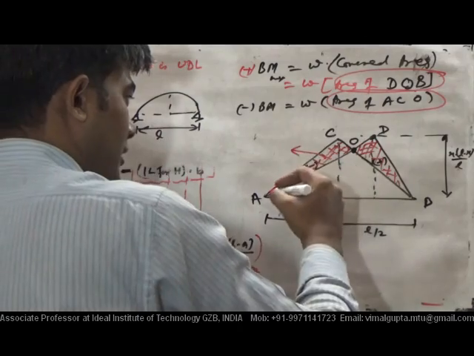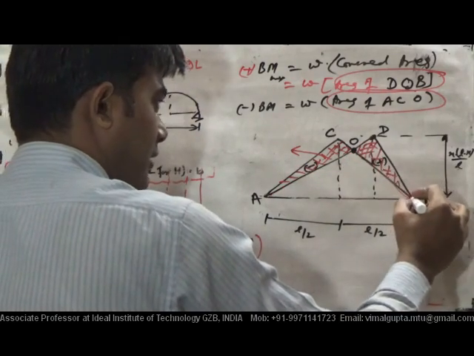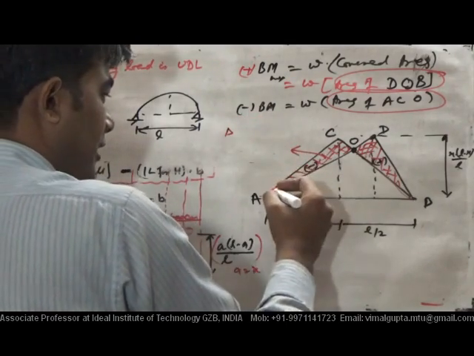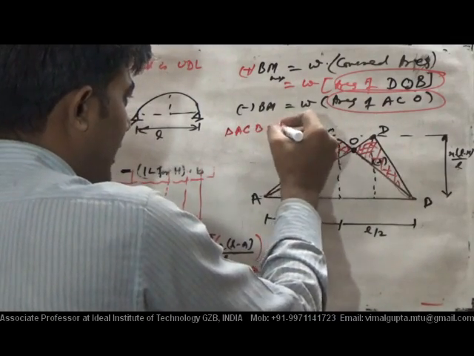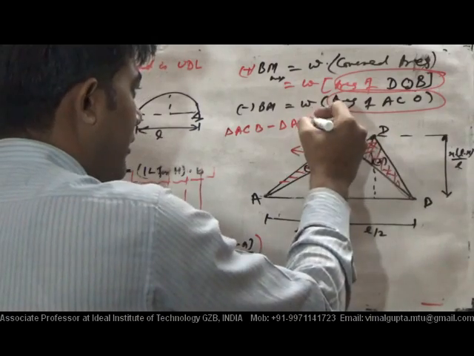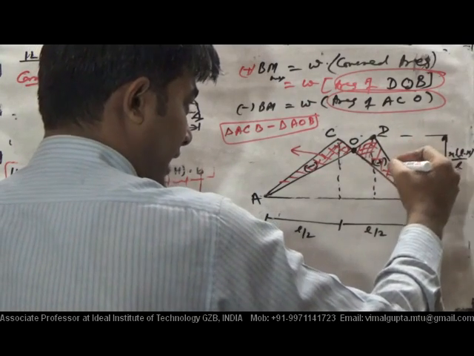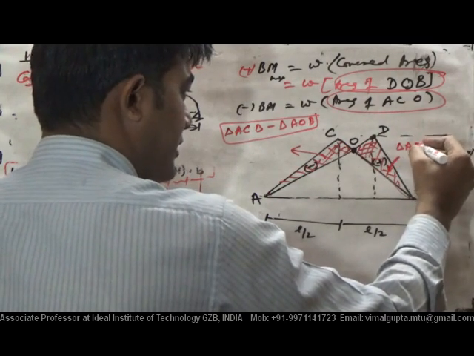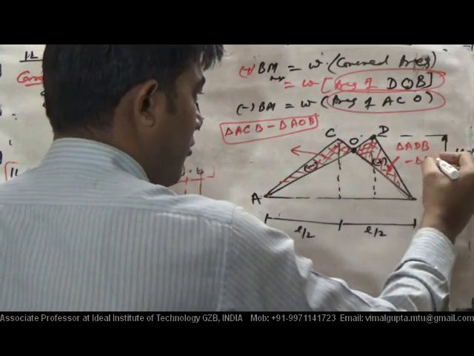This area is this total minus this one. The total is basically the area of ACB minus the area of AOB. Okay, this is that area. And what is that other area? This area is the area of ADB minus the area of AOB.